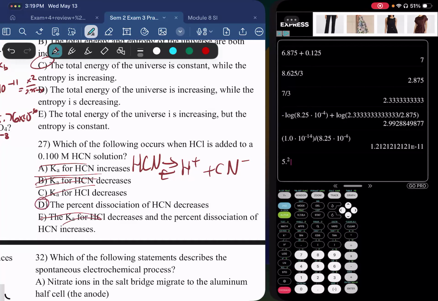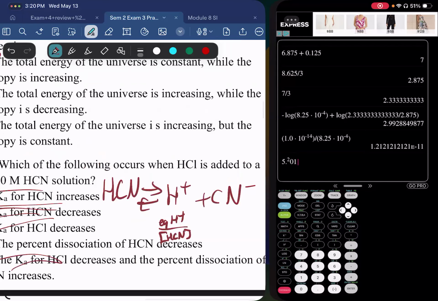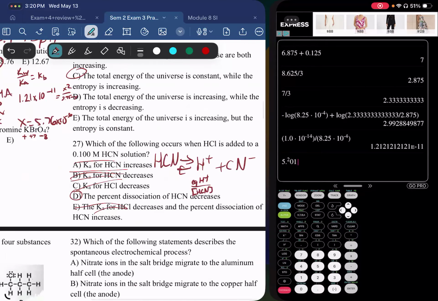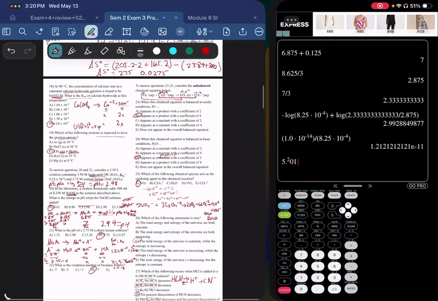But this also makes sense when we think about the concept, because when you add H plus, you're going to shift it to the left, producing more reactants. And percent dissociation is the H plus at equilibrium over the initial concentration of the acid, which in this case would be HCN, right? So if you shift it to the left, you're going to increase this denominator by a lot. So that's why the percent dissociation decreases. Okay, any questions about this whole page?